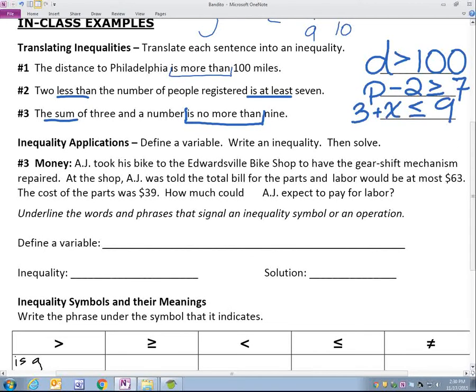Now, inequality applications. There are 3 things we must do. We need to define the variable, write the inequality, then solve. There are 3 things we have to do each time.